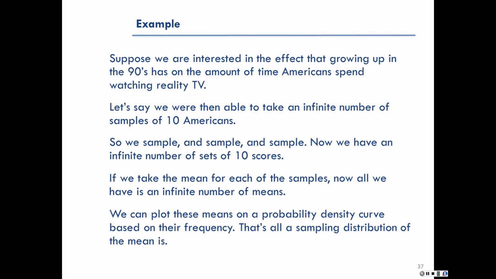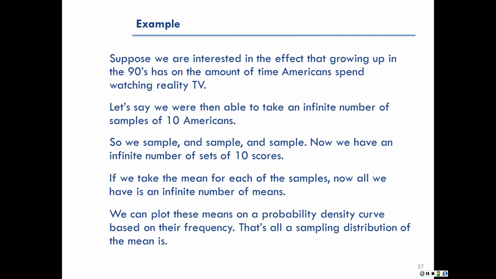Suppose we're interested in the effects that growing up in the 1990s has on the amount of time Americans spend watching reality television. Imagine that we were able to take an infinite number of samples of 10 Americans. So each sample has 10 Americans in it. We sample and sample and sample. Now we have an infinite number of sets of 10 scores. If we were to take the mean for each of those samples, we would have an infinite number of means. And we could then plot those means on a probability density curve based on their frequency. And once they're plotted, that's all a sampling distribution of the mean is.